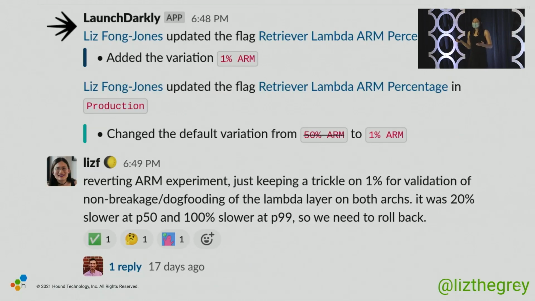So the good news, we'd put this behind a feature flag. We were running an A/B test, running 50% on AWS Lambda ARM, 50% on AWS Lambda x86.